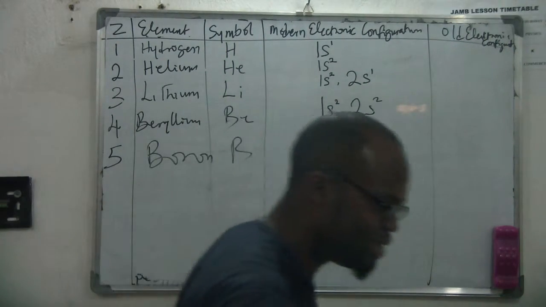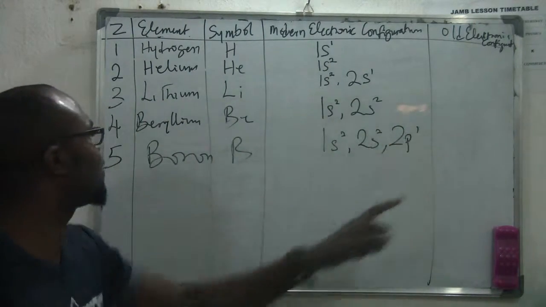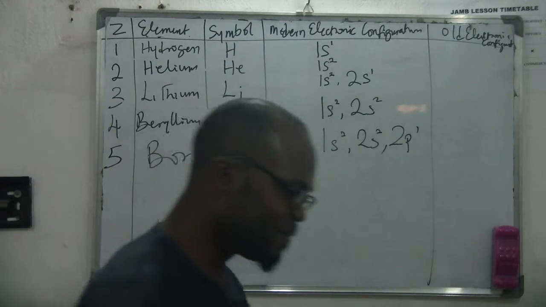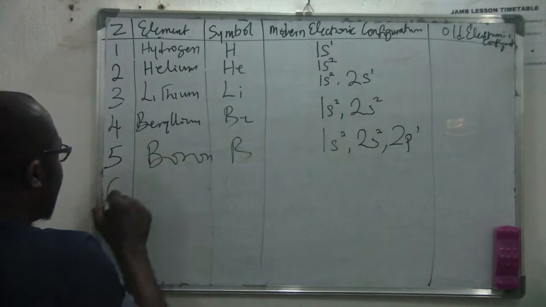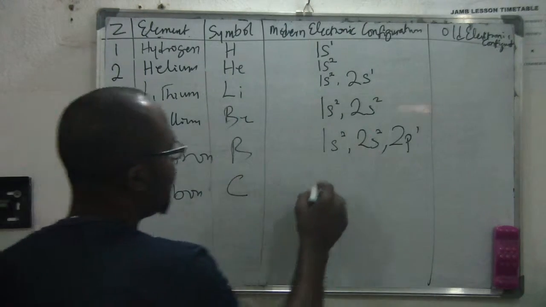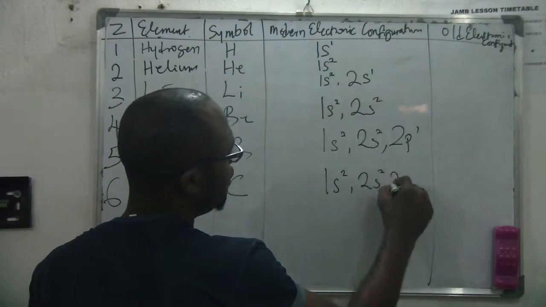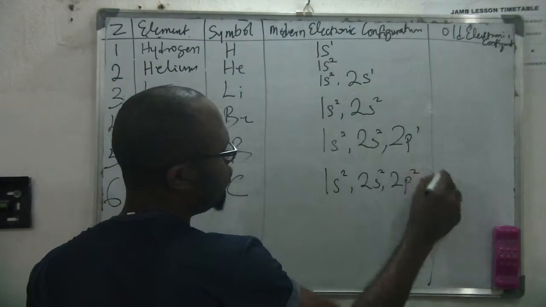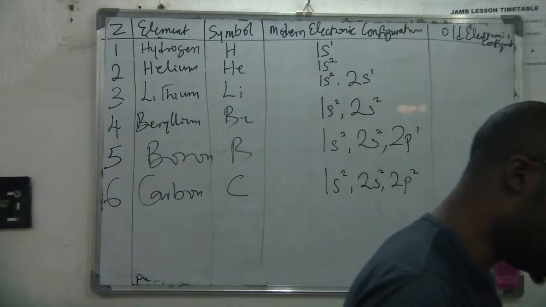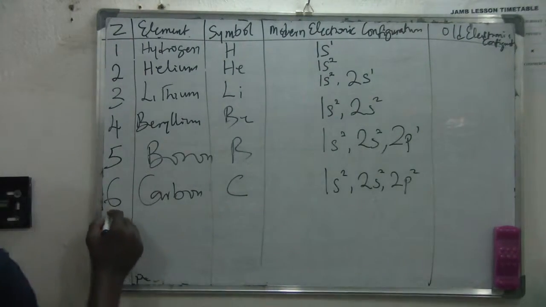The next one is what? 2p what? 1. So that it will be 2 plus 2 plus 1, 5. Is that clear? Yes. The next one is what? Carbon. And carbon is what? C. It will be what? 1s2, 2s2, 2p what? 2. Isn't it? Yes. Maximum of p is what? 6. But yes, so we can have 7.